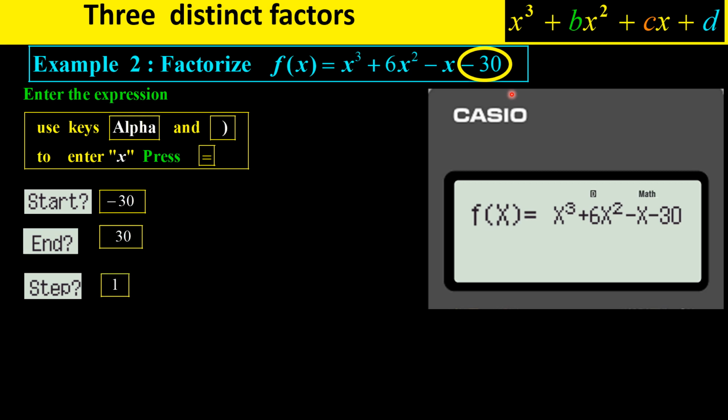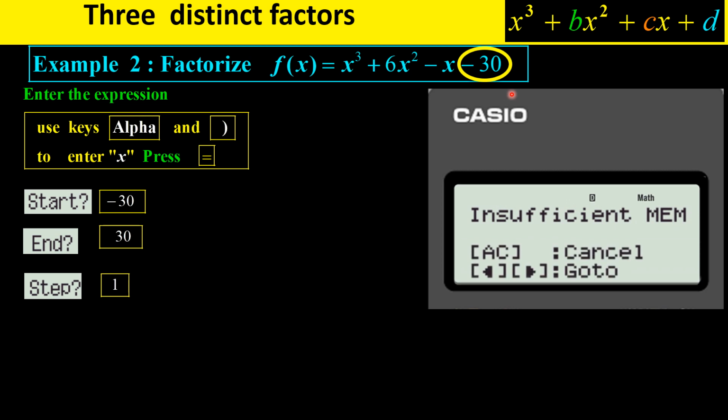Now I press enter, and what do I get on the screen? Insufficient memory. This means that my range of values from negative 30 to 30 is too big for the calculator. I can try maybe negative 10, which is also a factor of 30, or I can even take something smaller than negative 10. I could take negative 15. But let's start with something a bit smaller. Let's take 6. So we're going to start at negative 6.